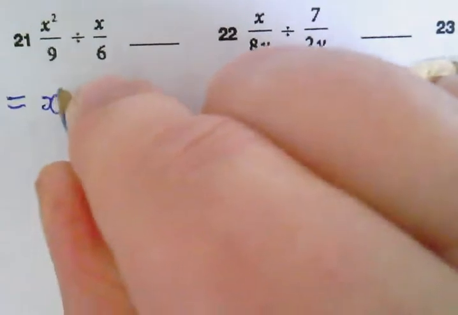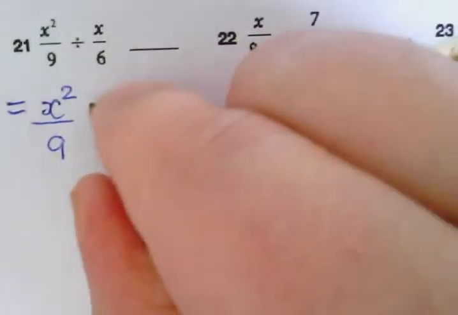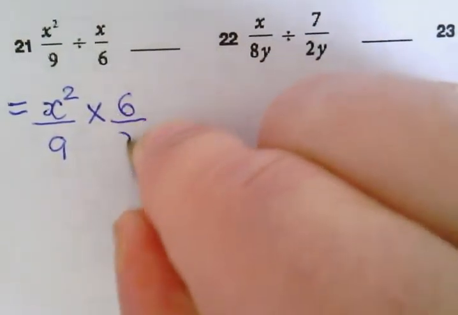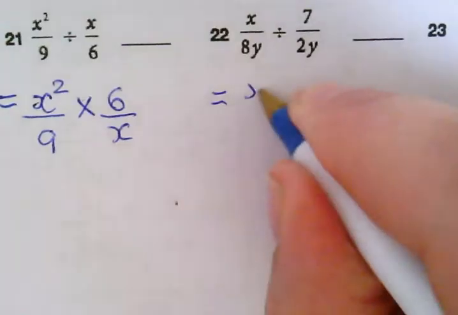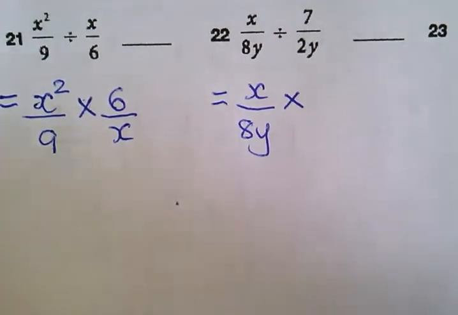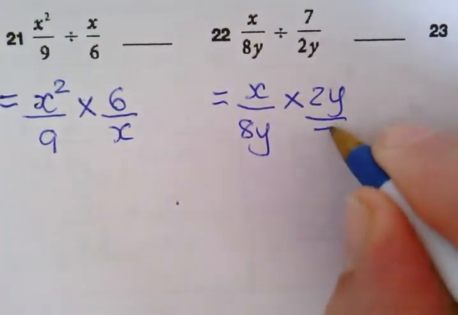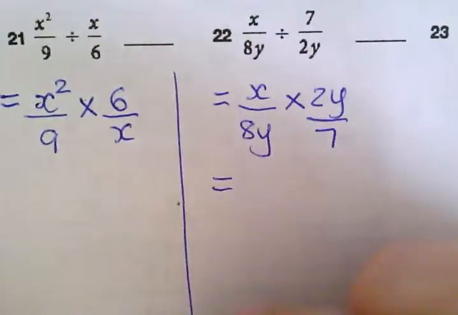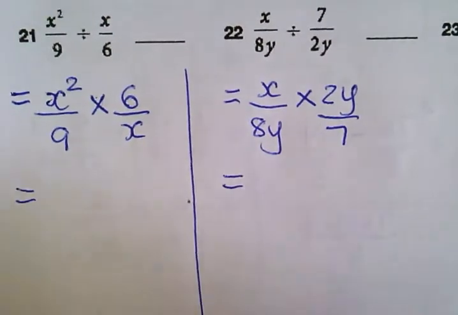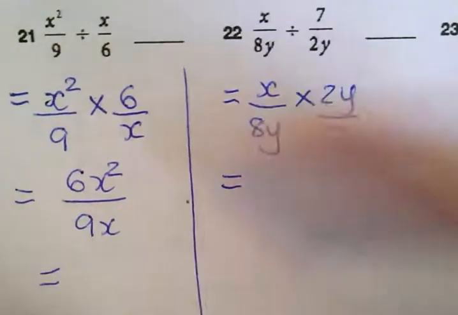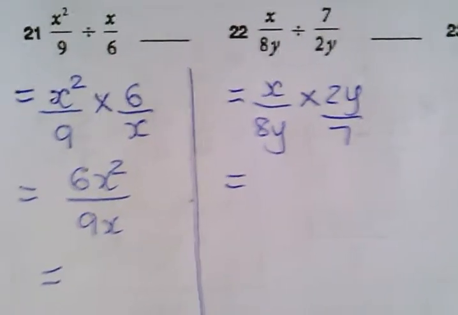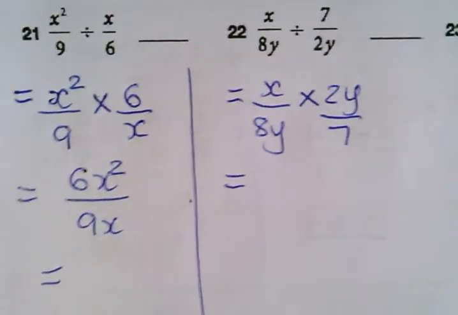Next one, x squared over 9, change the divide to a times and flip the second fraction. So it's x squared over 9 times 6 over x. 8y, change the divide to a times and flip. Oh yes, we have to come back and solve this. So what have we got? 6x squared over 9x. Now, we need to do some cancelling and treat each thing separately.